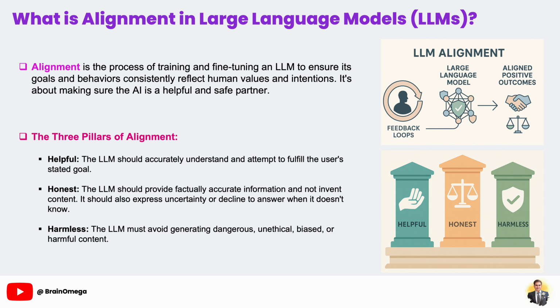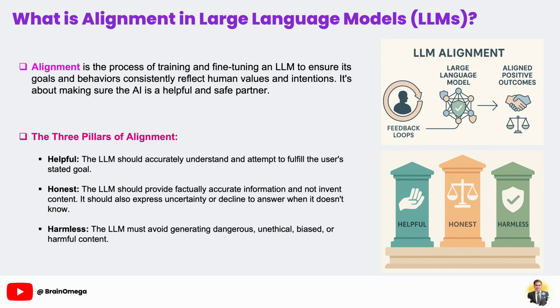Second, honest. An aligned LLM must be a source of truth. It should provide factually correct information and crucially have the integrity to admit when it doesn't know something rather than fabricating an answer. This pillar is all about building trust.